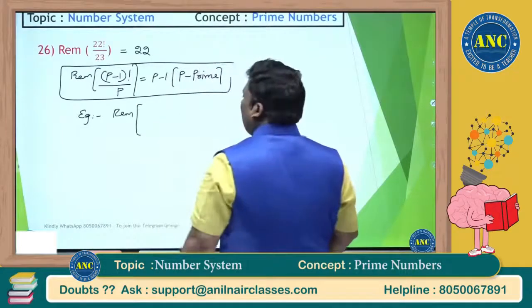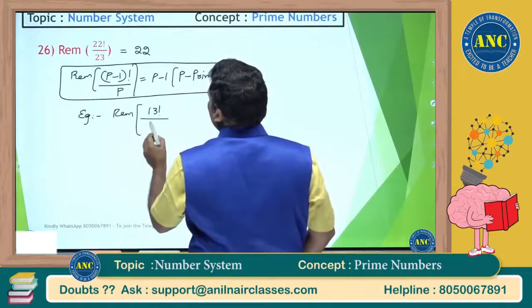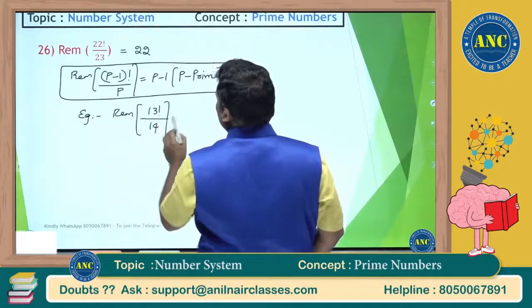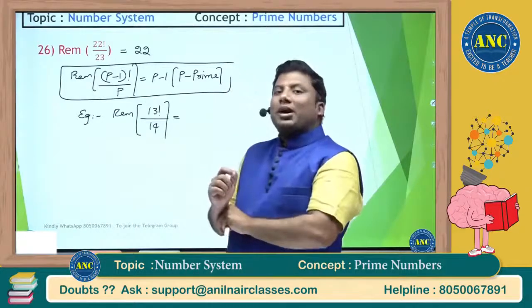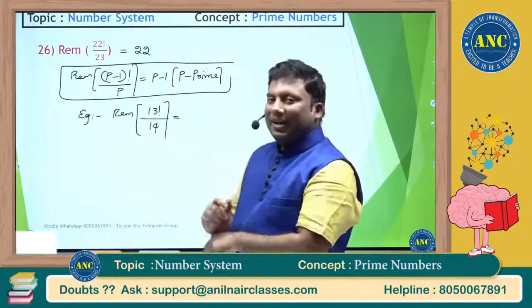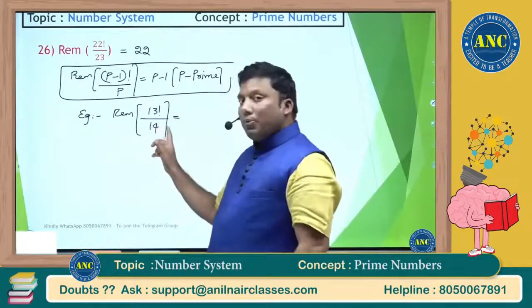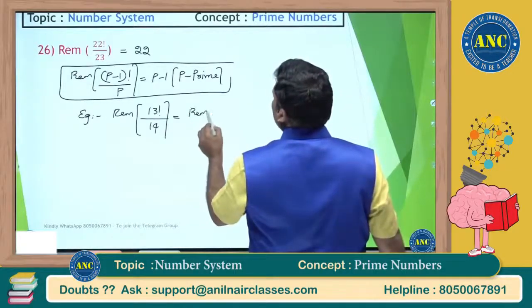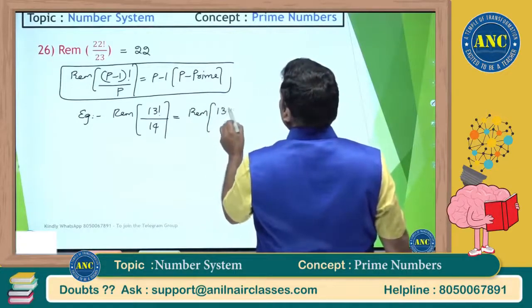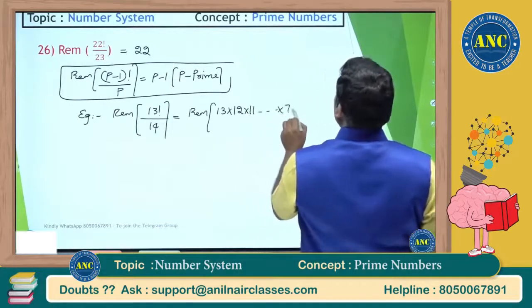Reminder 1: 13 factorial divided by 14. We did (P minus 1) factorial by P when P is prime. Don't do that in a hurry here. 14 is composite.